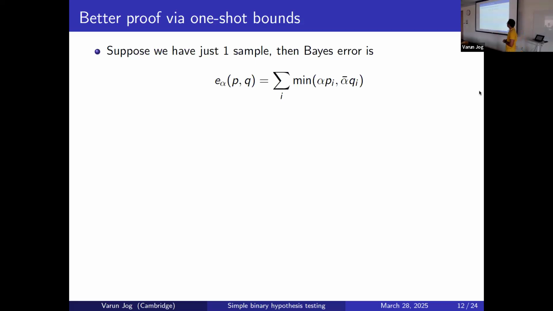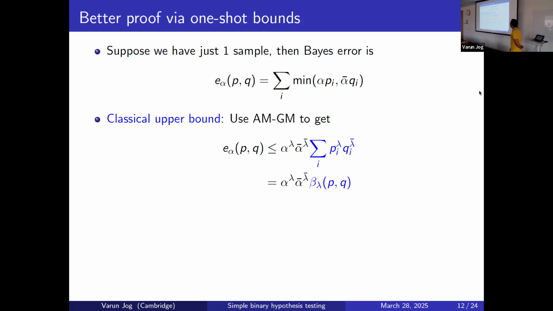Okay. All right. So here's the formula if you have just one sample, and I'll tell you how to get some nice upper bound. The minimum between two quantities is always less than any average that you take between them, right? It's less than the arithmetic mean, geometric mean, whatever. So all I'm doing is taking the minimum of alpha pi and alpha bar qi and upper bounding it by the geometric mean, but not with 1/2 that we usually do, but with some lambda. Okay, and I get this upper bound, that the error is always upper bounded by this quantity. Let me call the quantity in blue beta lambda, which is called the affinity, the Hellinger lambda affinity between P and Q.